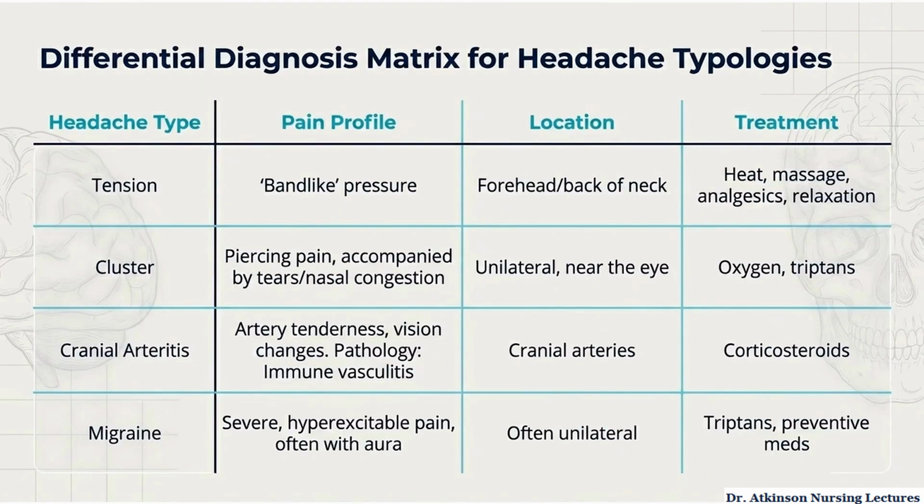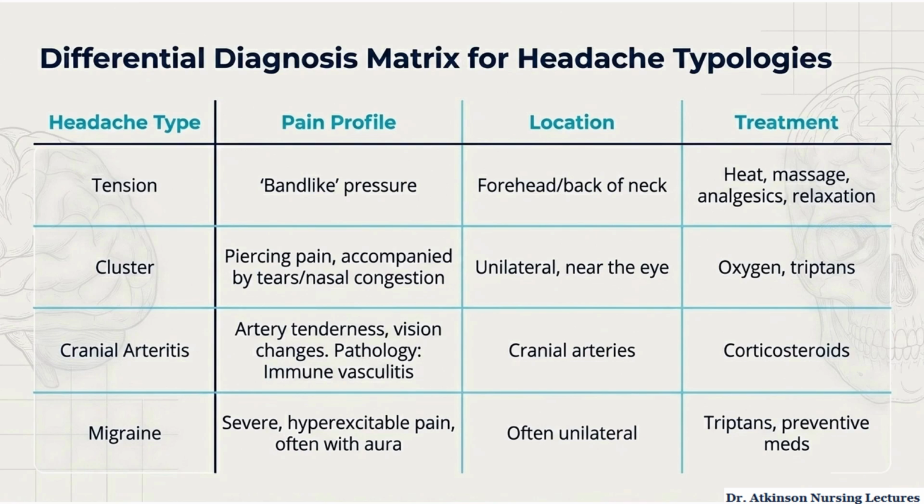Let's compare the major headache types. First, tension headaches. These are the classic stress headaches. Patients often describe a band-like pressure around the forehead or back of the neck. They're usually more dull and tight rather than throbbing. Treatment often includes heat, massage, relaxation techniques, and simple analgesics.